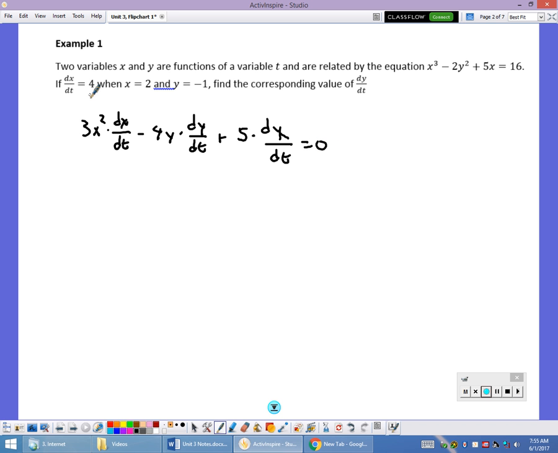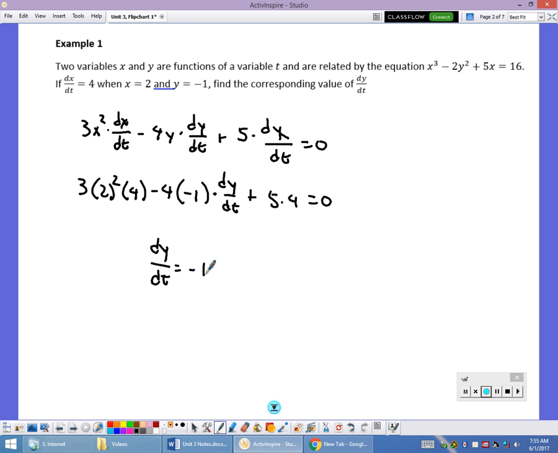Then plug in all the values that are given to you, 4, 2, negative 1 in different situations. So 3 times 2 squared times 4 minus 4 times negative 1 times dy/dt, which is our variable, plus 5 times 4 equals 0. When I solve that, I get dy/dt equals negative 17. In many of these cases, we're going to have units like feet per second or inches squared per second, but in this first one we don't have any units of measure, so you just leave it that way.